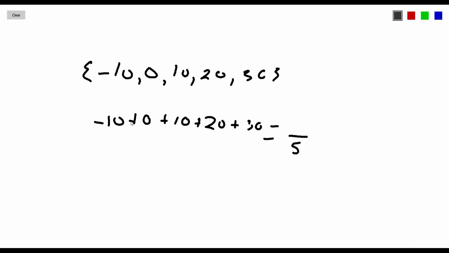All right. So right off the bat, I can cross out here and here because they add up to 0. And since we actually have a 0, we can cross that out too. So those three cancel each other out. So 20 plus 30 is 50. So 50 divided by 5, of course, is equal to 10. So our mean is equal to 10.